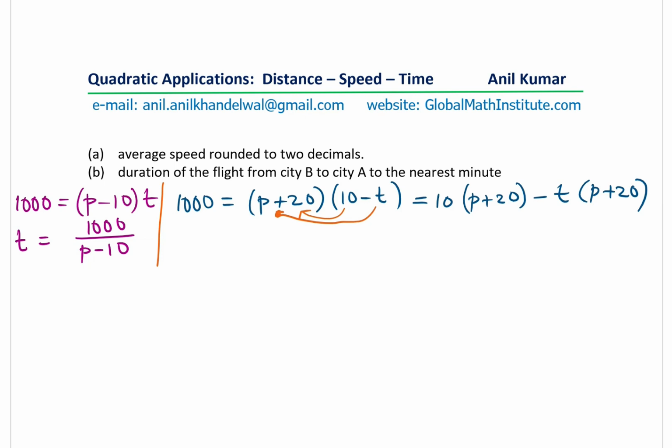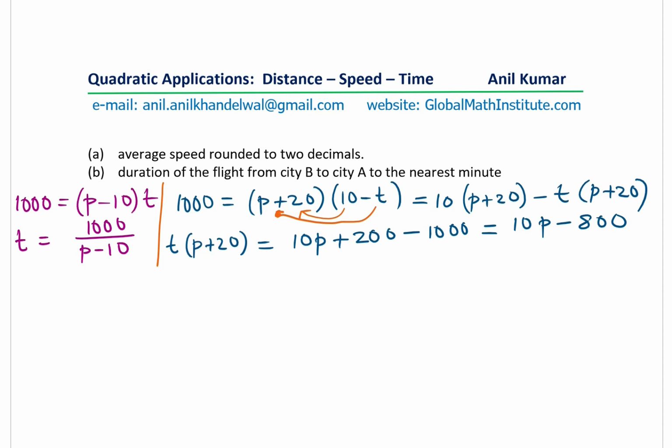Is that clear to you? Now we'll rearrange and then solve this particular equation. Bringing this term to the left side, we get t times p plus 20 is equal to, we'll bring 1000 to the right side and open this bracket. So we have 10p plus 200 minus 1000, which is 10p minus 800. Clear?